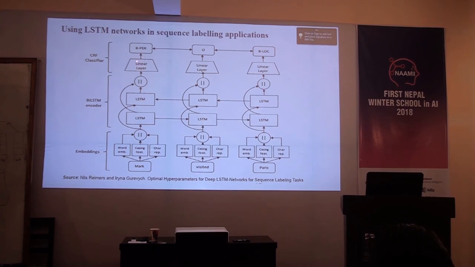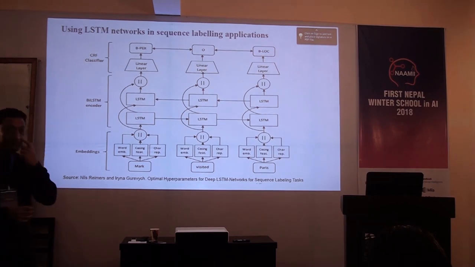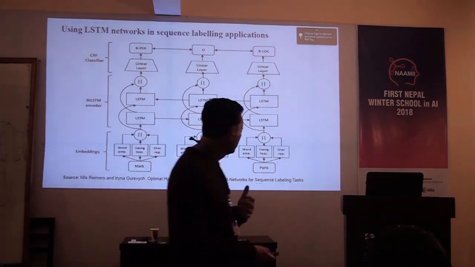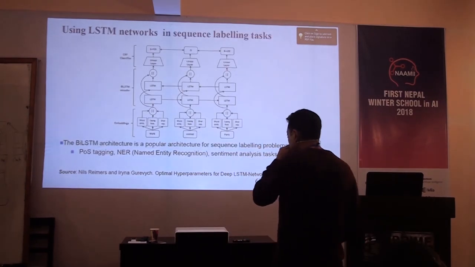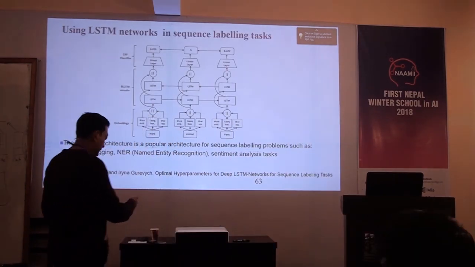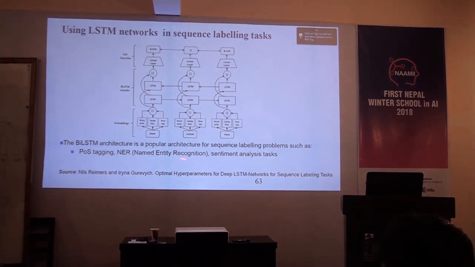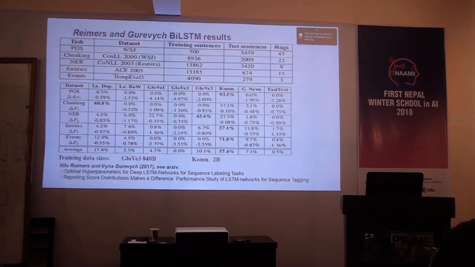And then you have a prediction layer. Remember that this is a single cell, so this is the same as this one, and you have another cell, the same as this one. You stack multiples of these, so you have 10 or 20 or 50 of these running together. This is known as a bi-LSTM architecture, which is popular for sequence labeling problems, such as part of speech tagging, named entity recognition, sentiment analysis.